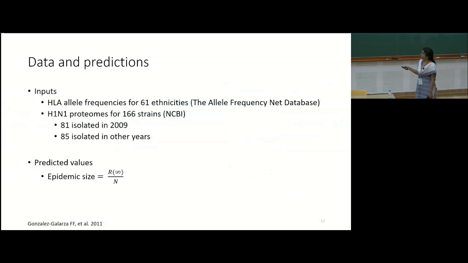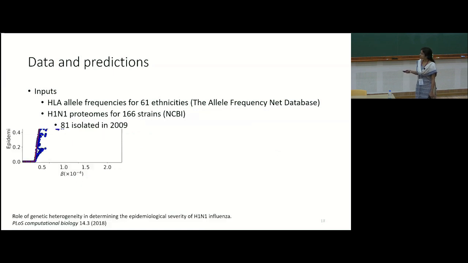The inputs that we use are HLA frequencies for 61 ethnicities and H1N1 proteomes for 166 viral strains, of which 81 were isolated in 2009. The predicted value is the final epidemic size.